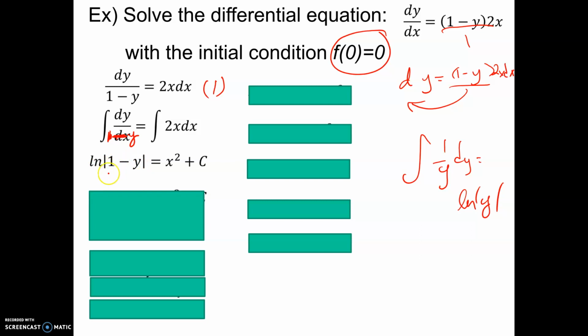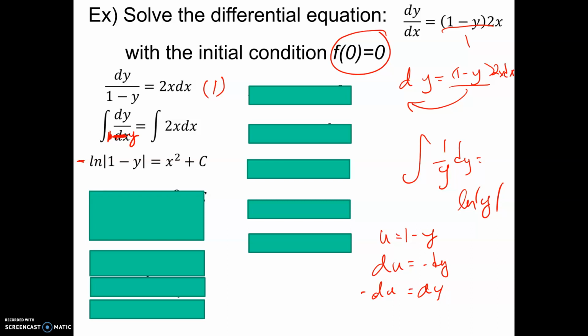So I have the ln of the absolute value of 1 minus y, and there's also another typo in here. If u is equal to 1 minus y, then du is equal to negative dy. So dy is equal to negative du. So there should be a negative sign here.